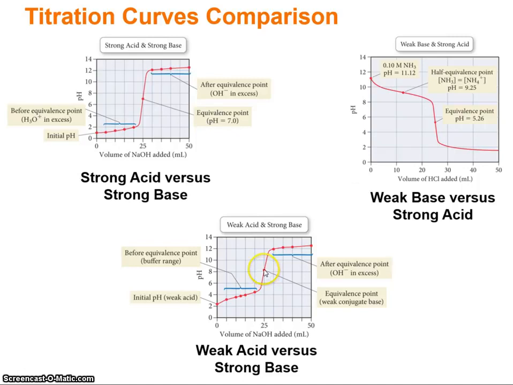So it's going to be up above 7. Along here, it's a buffer. And then there it's the weak acid.